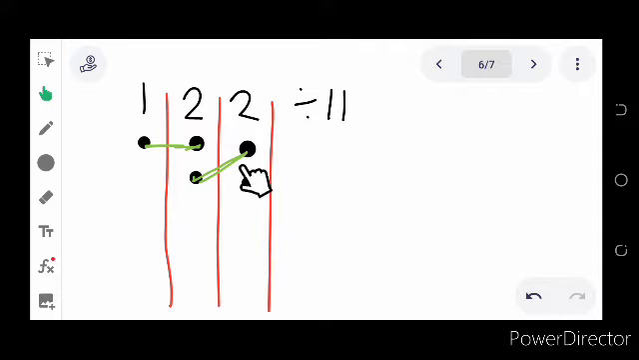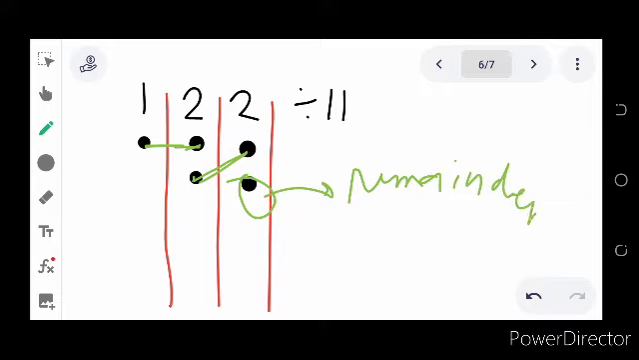Now, when you have dots at the last column that is unconnected, that dot would actually represent your remainder. So basically, this dot, since it's found at the rightmost column and it remains unconnected, that is now your remainder. So that means in this division problem, you have a remainder of 1.